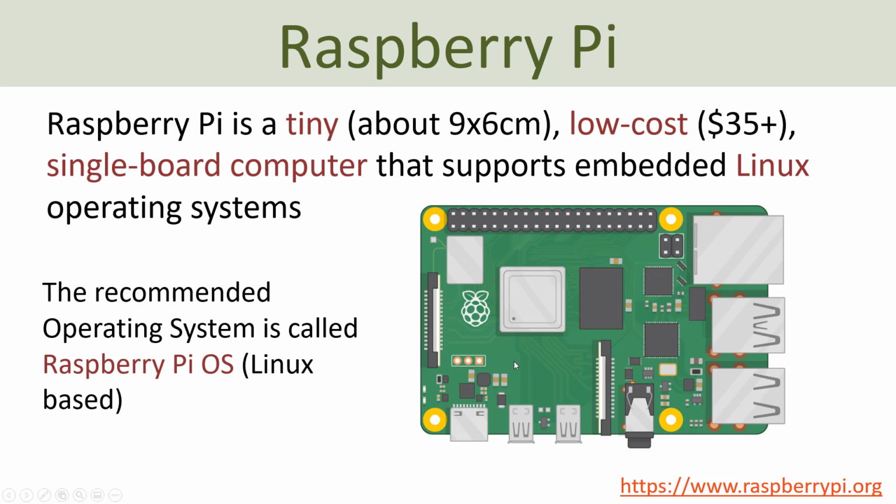The Raspberry Pi is running on a Linux operating system, and the recommended operating system is called Raspberry Pi operating system, which is a Linux-based operating system. You can find out more about the Raspberry Pi hardware on the home page for the Raspberry Pi, raspberrypi.org.